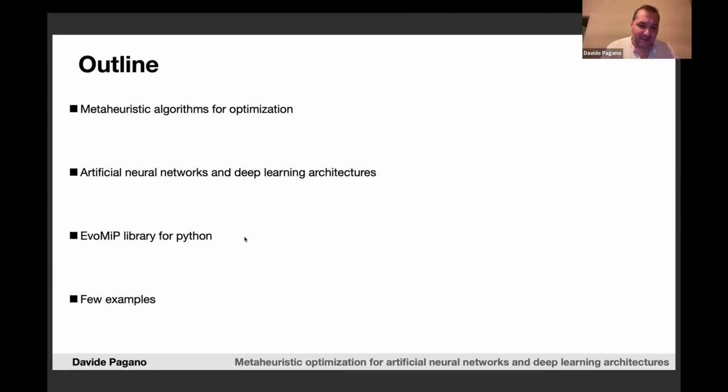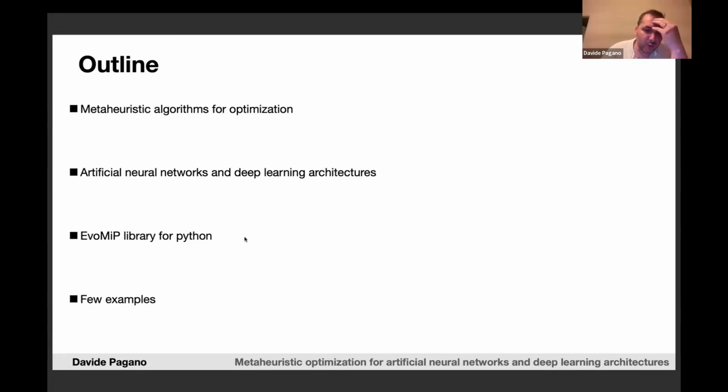But given the time available, and also the fact that I want to show you a new Python library that we developed, which I think is worth showing, and I also want to show you how to use it, I ended up resizing the content devoted to this subject a little bit to make room for the other things. In the spirit of the conference, I tried to make a hands-on presentation with some notebooks.